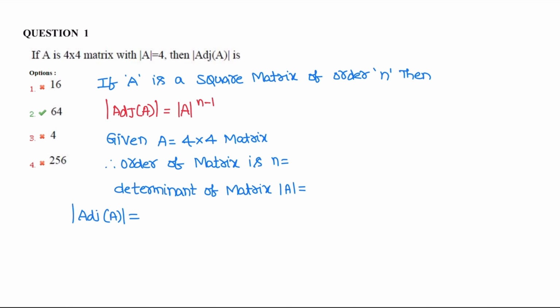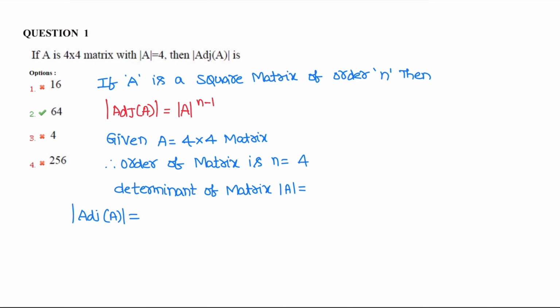Question number 1. If A is a 4 by 4 matrix with determinant 4, then determinant of adjoint A is. In the question, they have mentioned A is a square matrix of order n. If A is a square matrix of order n, then determinant of adjoint A is mod A power n minus 1. In the question they have given A is a 4 by 4 square matrix, therefore the order of the matrix is n equal to 4.